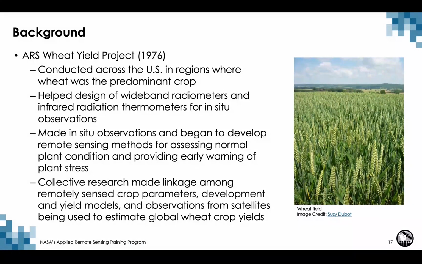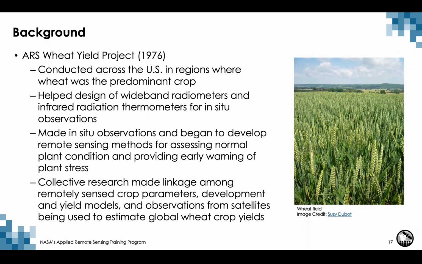At the same time as LACIE in 1976, USDA's Agricultural Research Service was conducting their Wheat Yield Project. This was a multidisciplinary and multi-institutional group of scientists from the USDA ARS, NASA, Purdue's Laboratory for Applications of Remote Sensing, and elsewhere. The project was conducted across the United States in regions where wheat was the predominant crop.